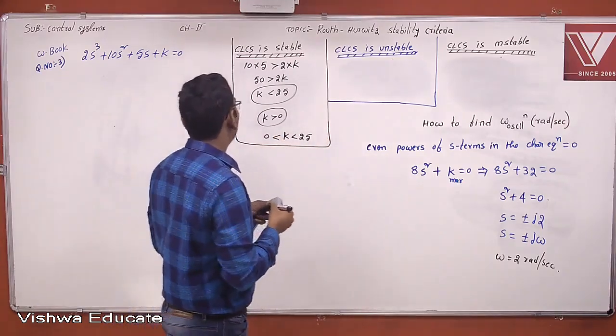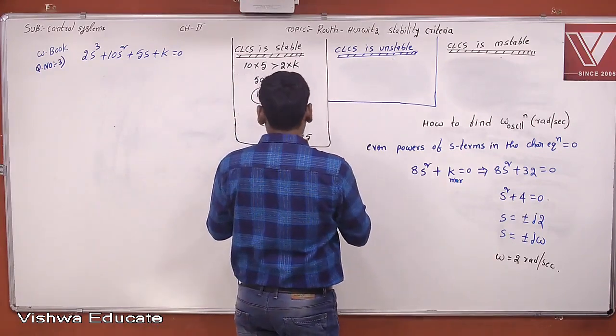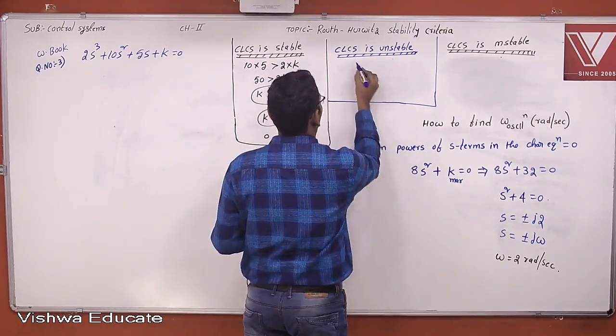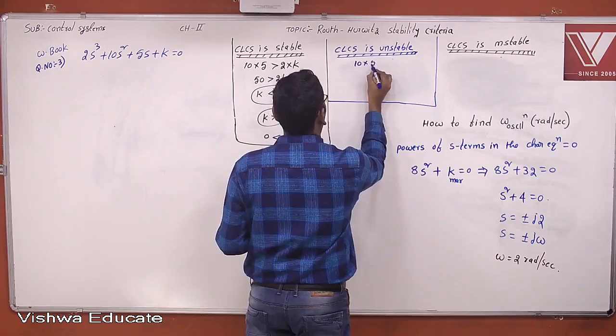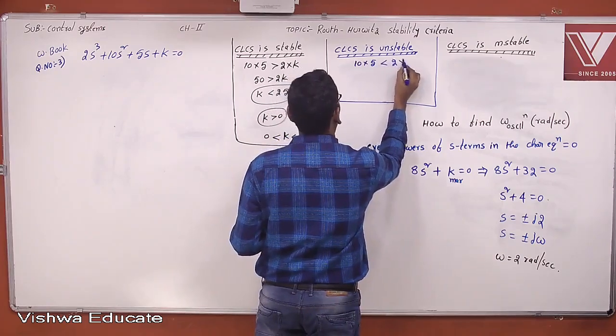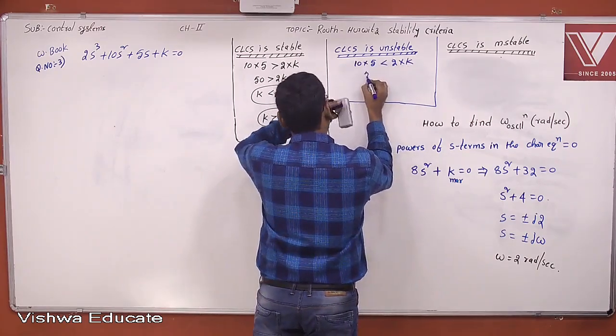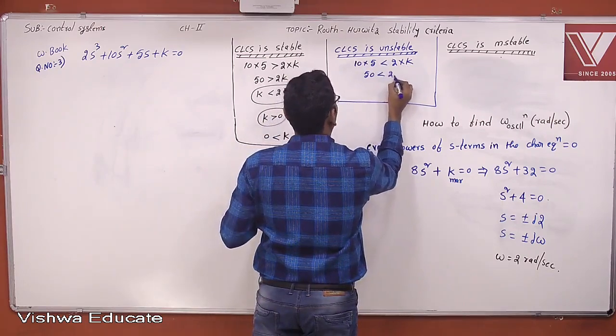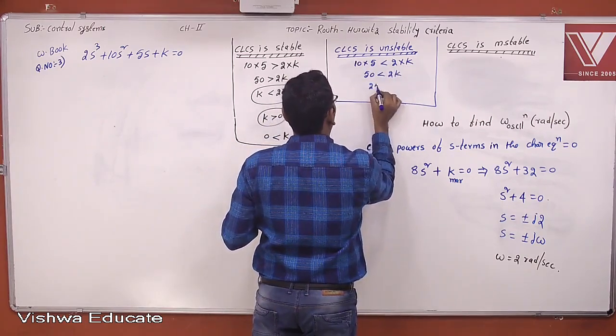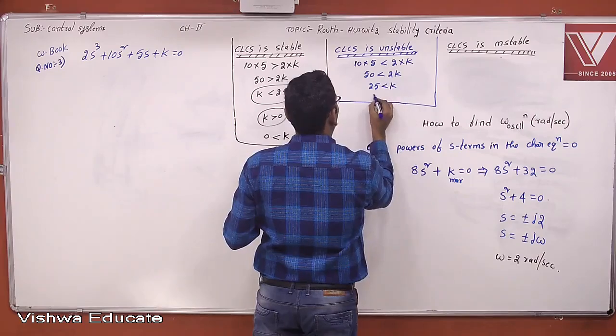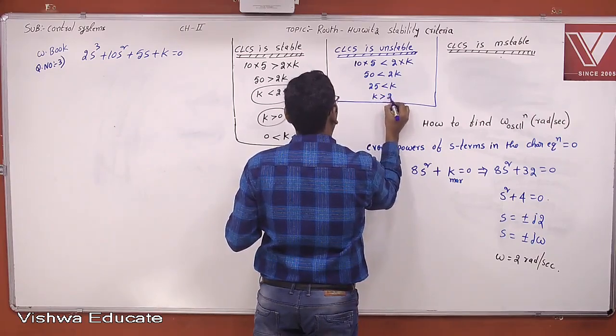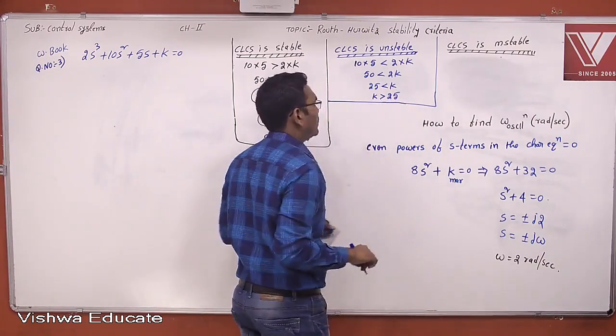For unstable, the internal quotient product should be less than the external one. Therefore 10 into 5 is less than 2 into k. Therefore 50 is less than 2k. Now 25 is less than k. So k is greater than 25, and the closed loop control system is unstable.